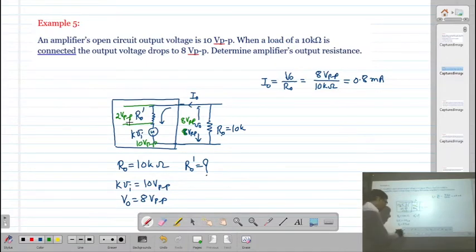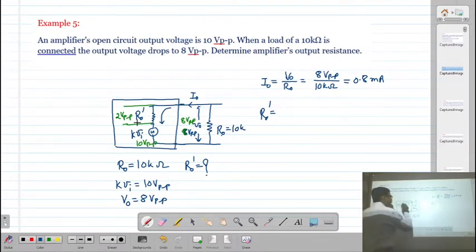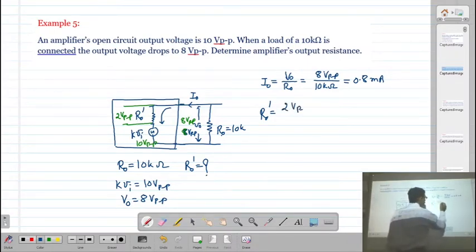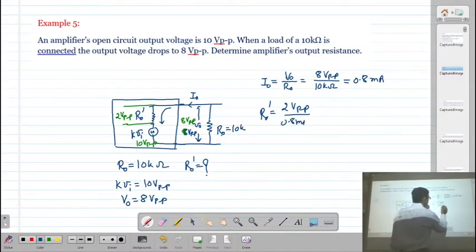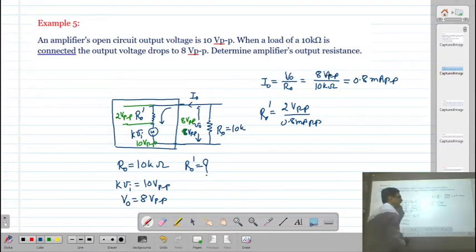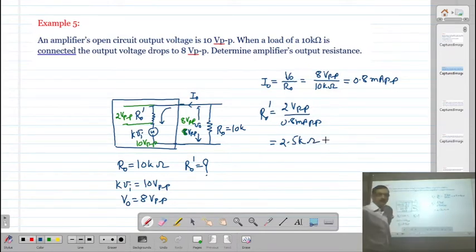So I can calculate the output resistance RO dash is equal to the voltage across this, that is 2 volt peak to peak, divided by the current. So that current is 0.8 milliampere peak to peak. Remember, this current is peak to peak because my voltage is also peak to peak. And the 2 volt divided by 0.8 milliampere, so this will come out to be 2.5 kilo ohm.